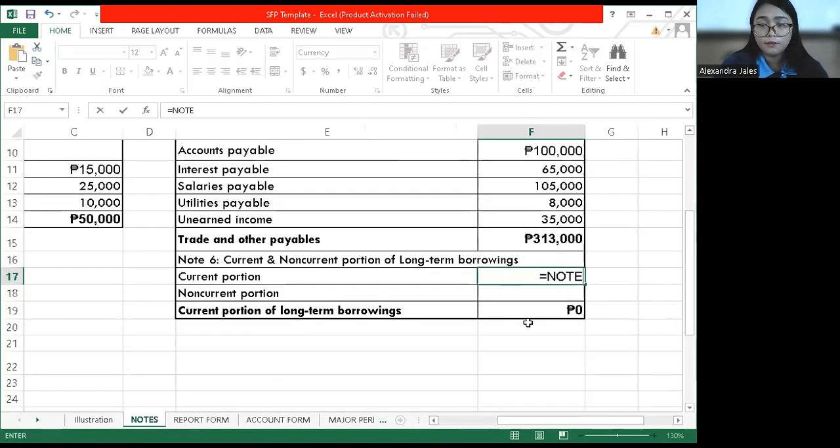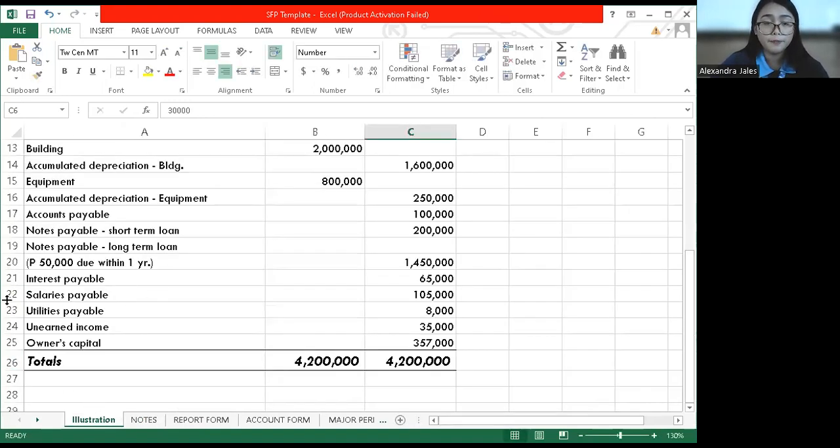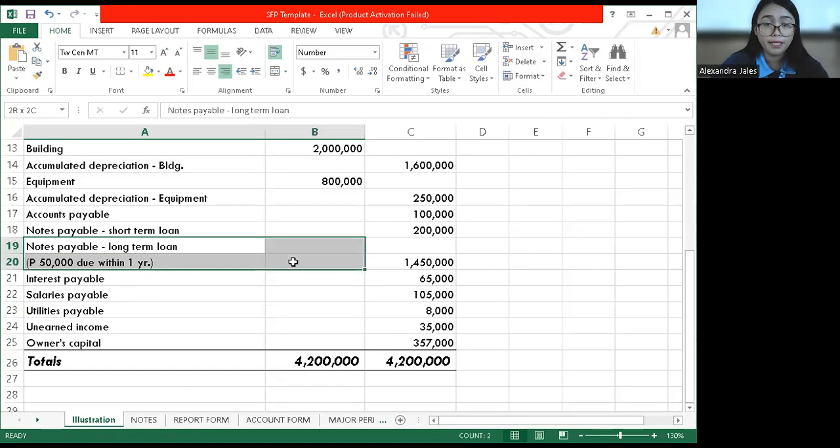Delete na. Wait lang, good. For a moment. Okay. So we have here your notes payable. That would be good for long-term loan. So what we're gonna do now is for you to identify the current and non-current portion.